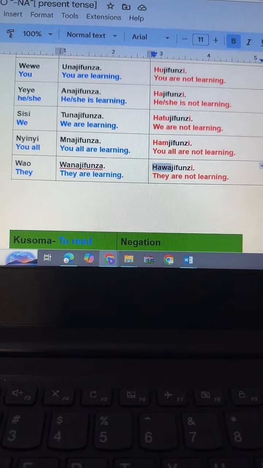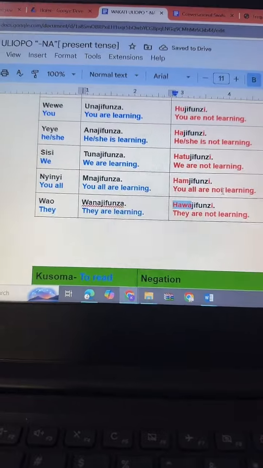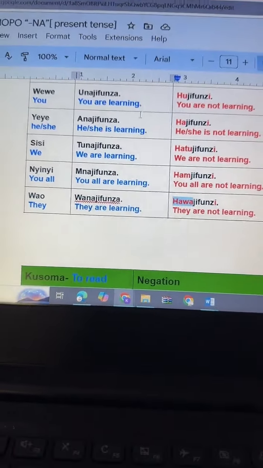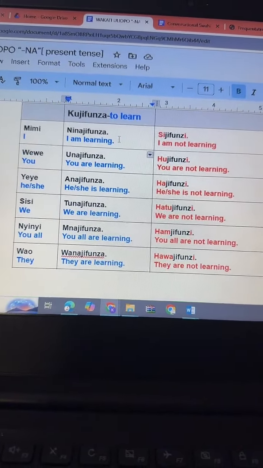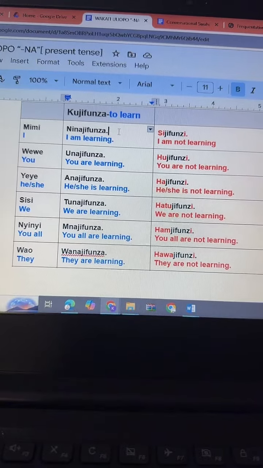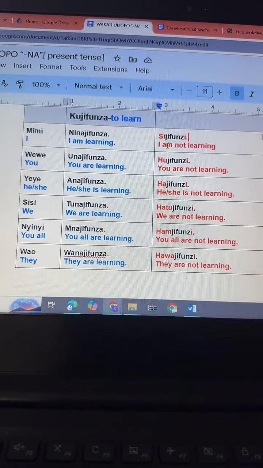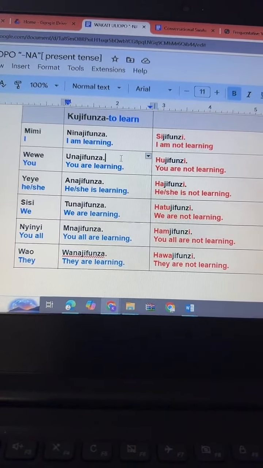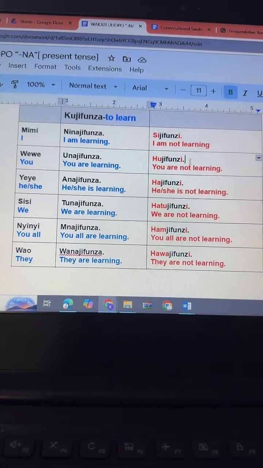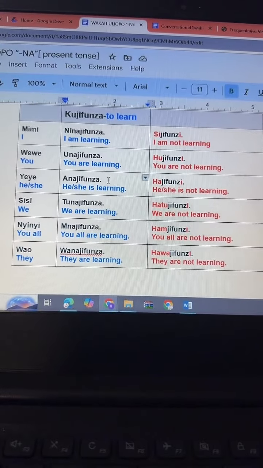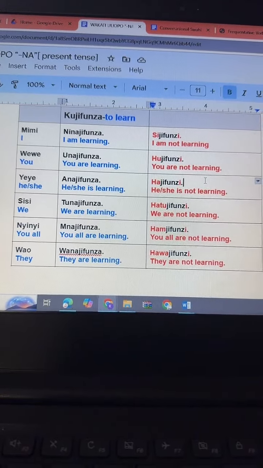Okay? Now, we will do it again. We will read again. I will read both positive sentences and negative sentences. Mimi ninajifunza, I am learning. Mimi sijifunzi, I am not learning. Wewe unajifunza, you are learning. Wewe hujifunzi, you are not learning. Yeye anajifunza, he or she is learning. Yeye hajifunzi, he or she is not learning.